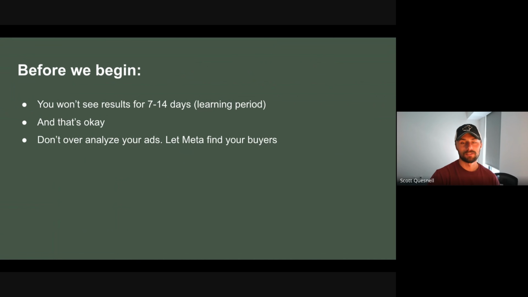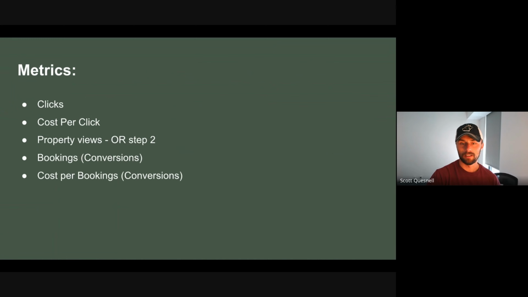You will not see results for 7 to 14 days, and that's okay. This is your learning period. Think of the Meta Pixel as a brain. The brain has to educate itself, especially at the start. And don't overanalyze your ads. Let Meta find your buyers during these 7 to 14 days.